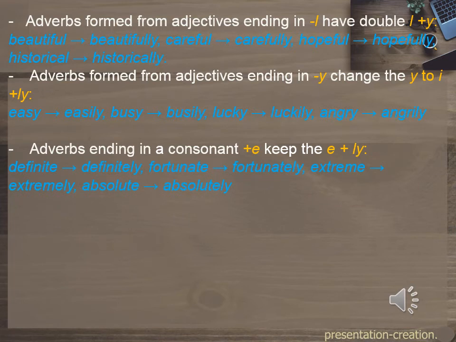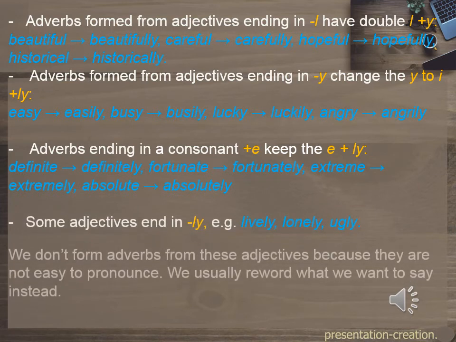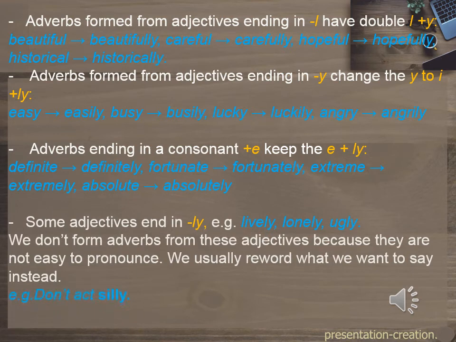Adverbs formed from adjectives ending in a consonant plus E keep the E plus the ending -ly. For example, definite, definitely. Some adjectives end in -ly, for example, lively, lonely, ugly. And we don't form adverbs from these adjectives because they are not so easy to pronounce. We usually reword what we want to say instead.